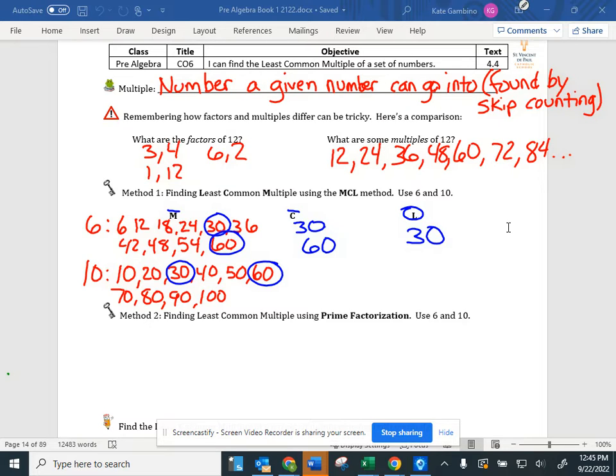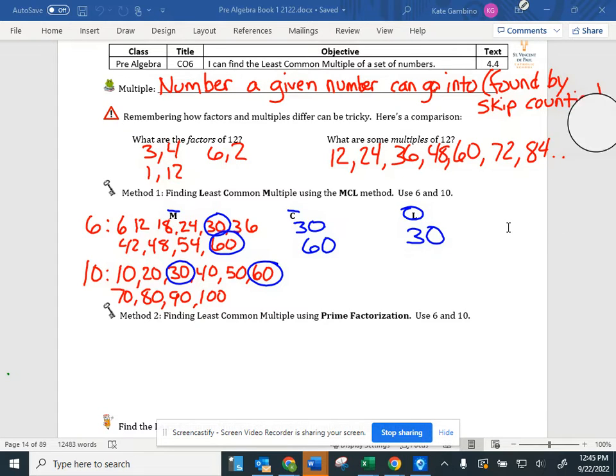So there are other ways to find that least common multiple. When we have bigger numbers that are trickier with those multiples to find, we might want to use the prime factorization, factor trees. So let's see how that works. Are we feeling good about the MCL? Yep. Multiple, common, least, to work our way backwards to find that least one?